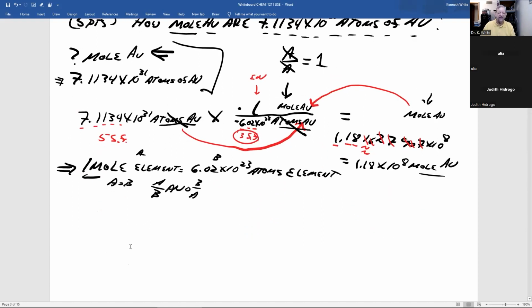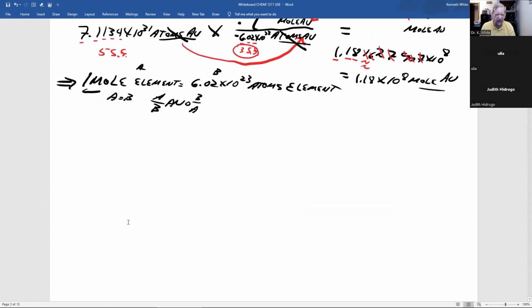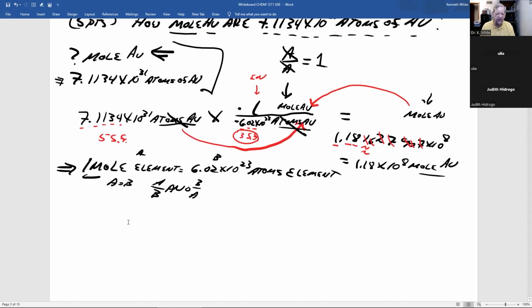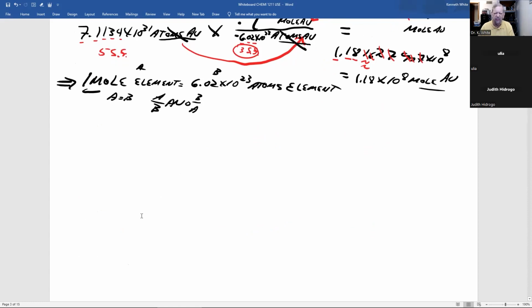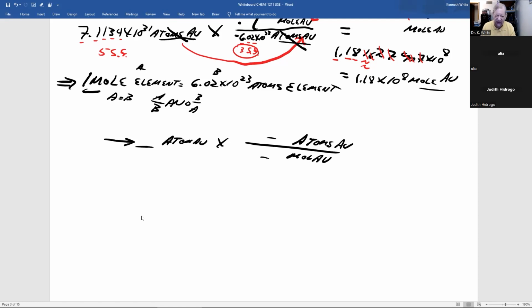Now, there's one other thing which I mentioned earlier, but let's look at this. What if we set this up backwards? And we had atoms of gold times atoms, actually it's upside down, not backwards, per moles AU. Say you set it up this way and you had a number here, number here, number here. How do you know you made a mistake?